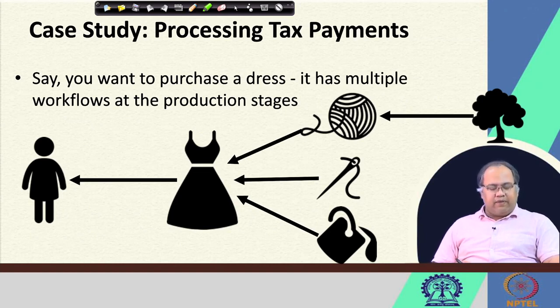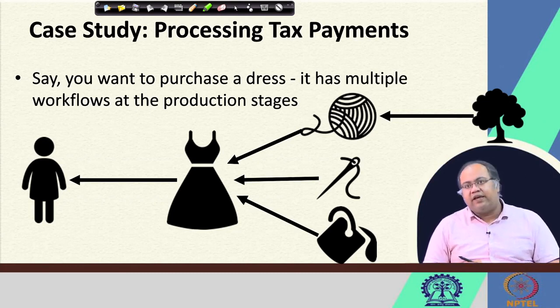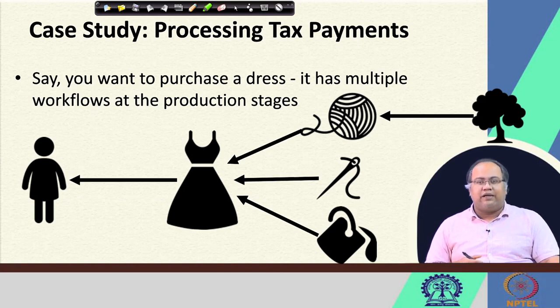So, here is an example. Say you want to purchase a dress. Whenever you purchase a dress, it has multiple workflows at its production stages. That means the cotton is being produced. From the cotton, and also from other sources, raw materials are taken. Then those individual components are integrated to finally prepare the dress, and then it goes to the end user. Now, at different levels, the people who build the dress buy the raw materials and sew the dress, and then it goes to the market.